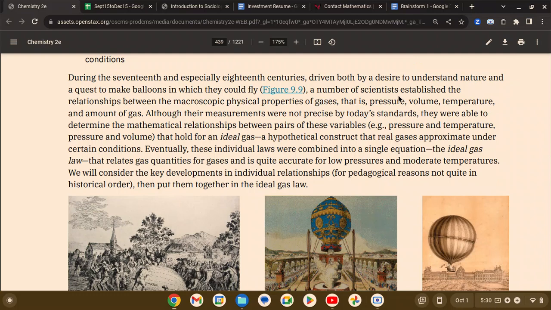Eventually, these individual laws were combined into a single equation, the ideal gas law, that relates gas quantities for gases and is quite accurate for low pressures and moderate temperatures. We will consider the key developments in individual relationships for pedagogical reasons, not quite in historical order, then put them together in the ideal gas law.